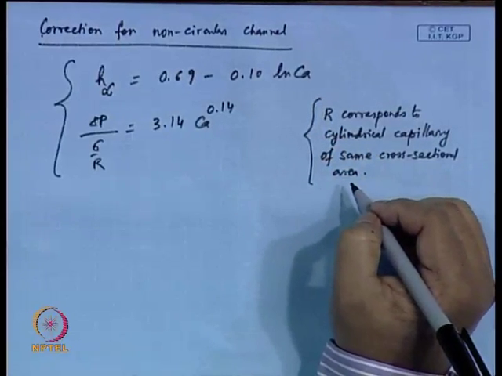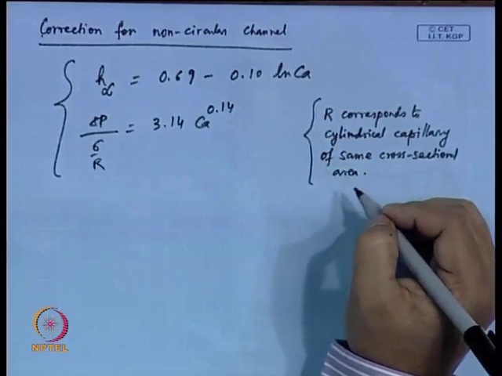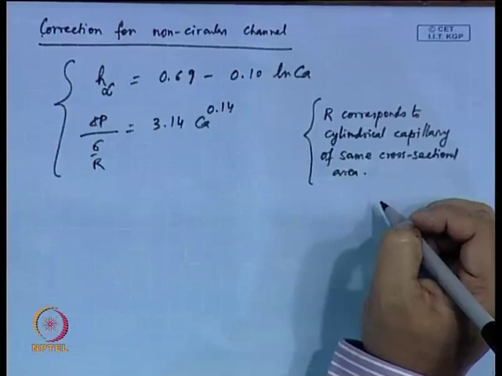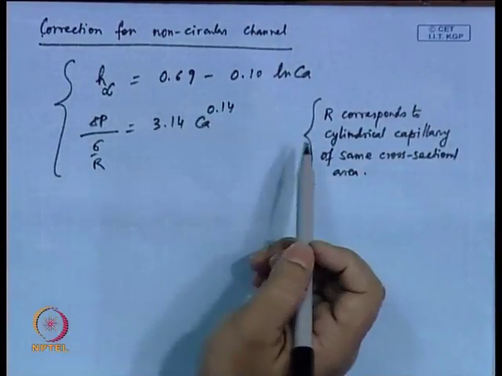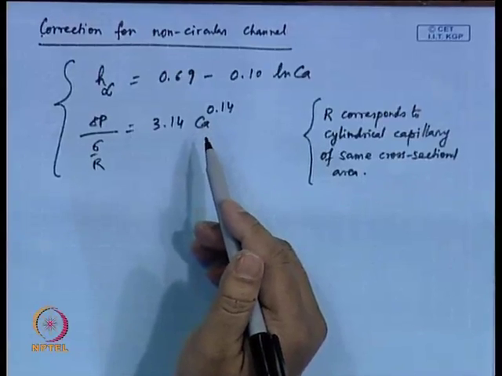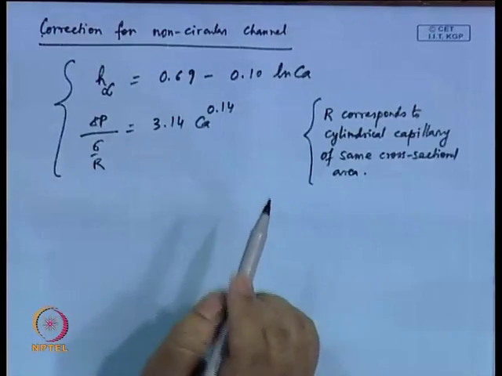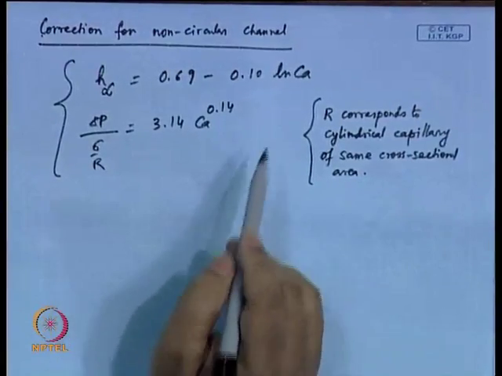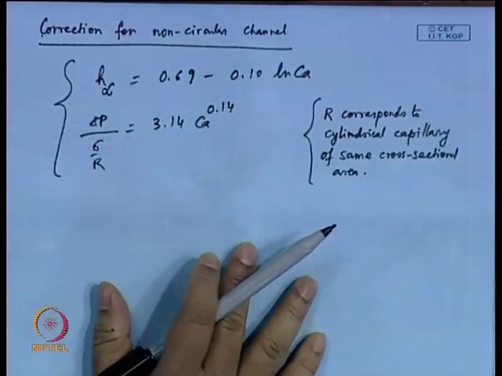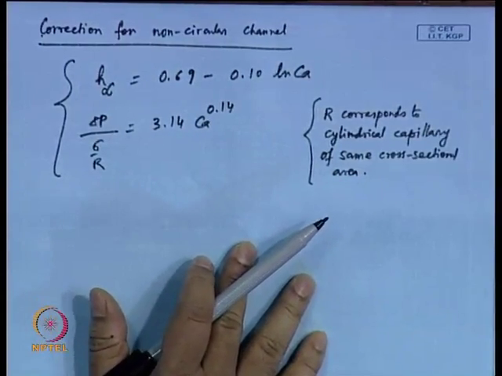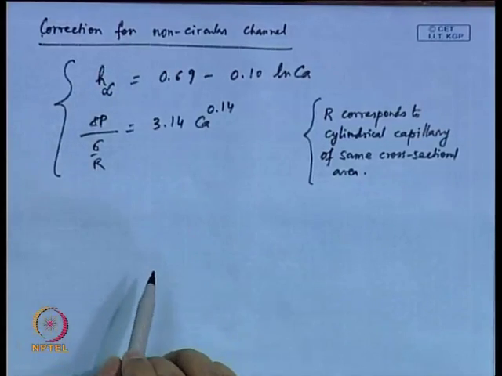So, r is not exactly related to the hydraulic diameter. This is how they have related r for a non-circular channel. This is the expression that was given. I do not remember the name of the researcher who proposed this, but there was a paper where they came up with this extension of the Bretherton analysis for non-circular channels.